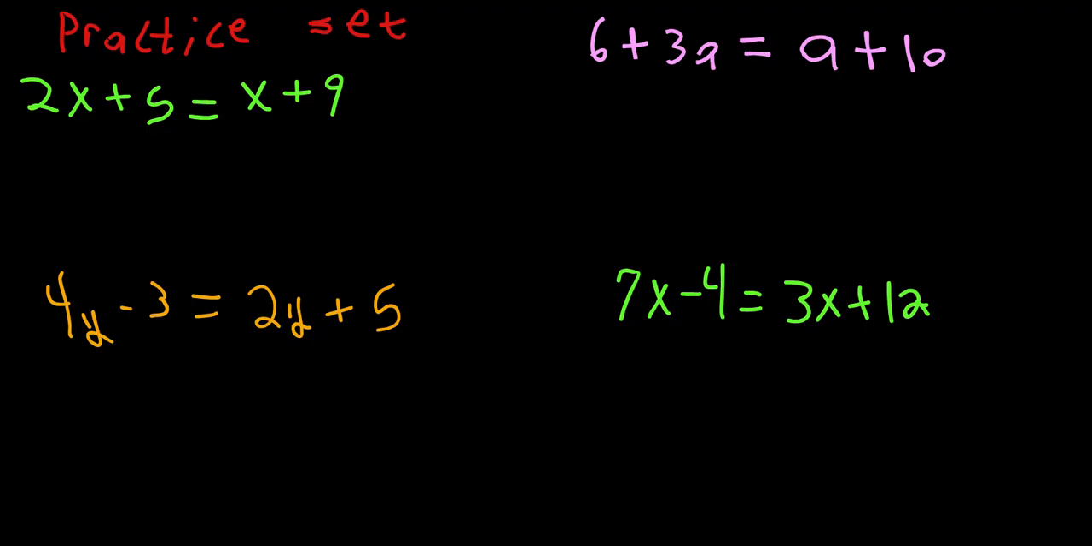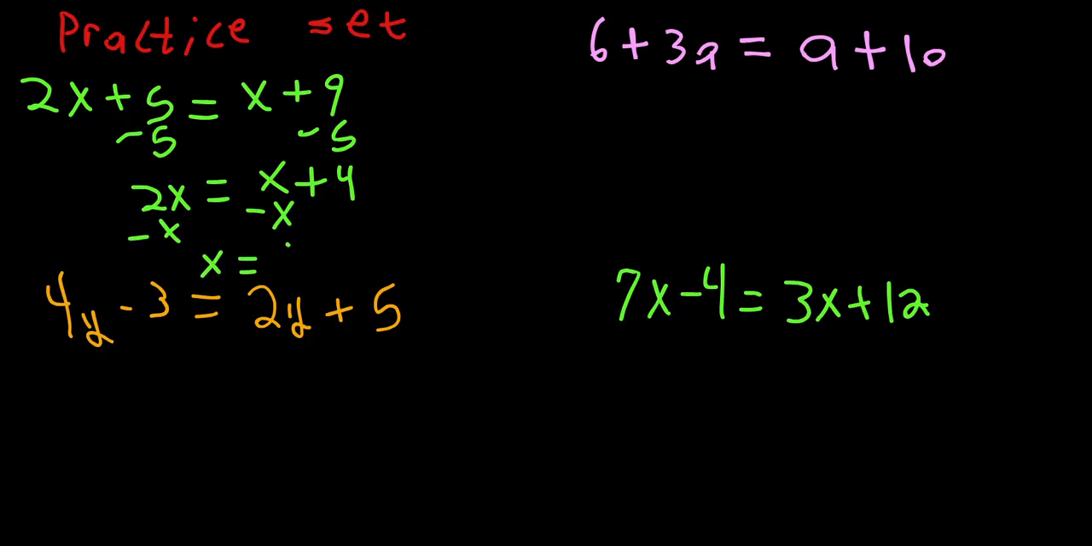All right, let's see here. Let's start with green, top left. 2x plus 5 equals x plus 9. All right, as we have learned, we're going to approach this with addition and subtraction first to get x plus 4 equals 2x. Sorry, 2x equals x plus 4. Then we can subtract an x from both sides to get x equals 4. That is our final answer.